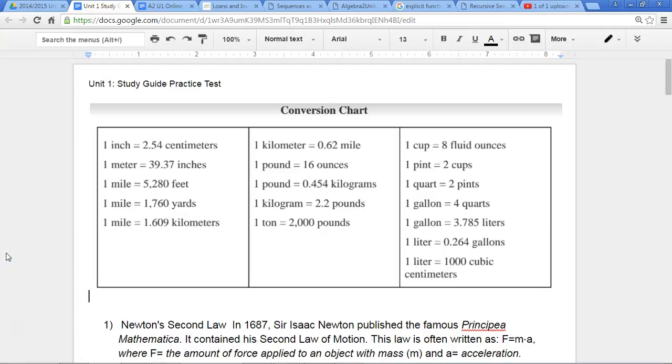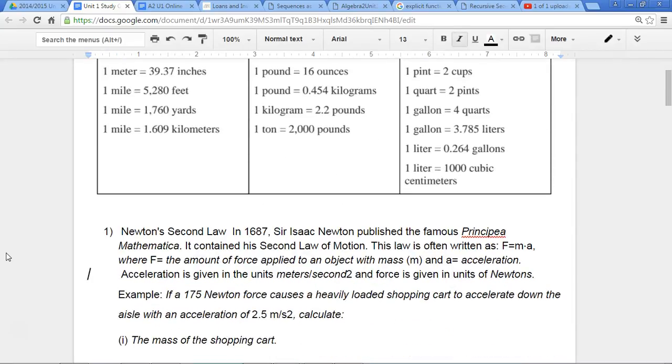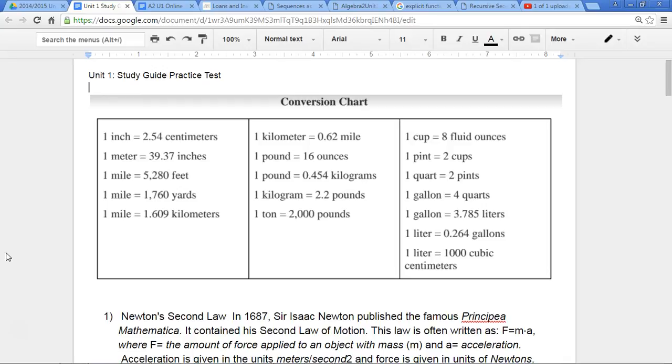Guys, the Unit 1 study practice test, I'm going to go ahead and go over the answers now. As you can see at the top of this test, I want you to realize it'll be the same on the real one we hand out. It has all of the conversion charts that you're going to need for the whole test. So instead of looking them up like we've been doing, they should be there for you to use.